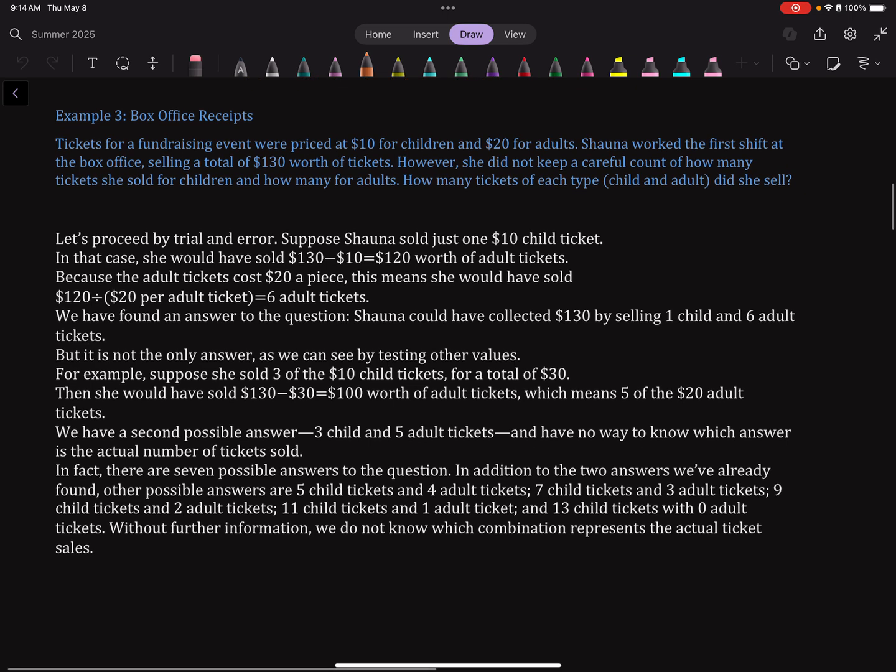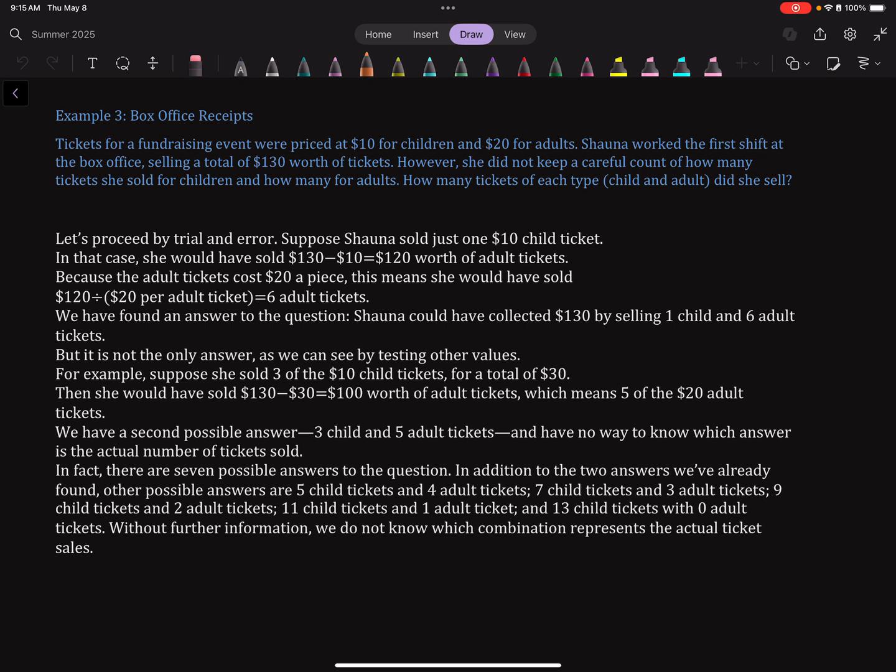So we actually have to use trial and error for this because we're not given all the information. So let's proceed by trial and error. We're just saying, suppose Shauna sold one $10 child ticket. In that case, she would have sold $120 worth of adult tickets, because if she sold only one $10 ticket for a kid out of $130, the rest is adult tickets. Because the adult tickets cost $20 a piece, that means she would have sold $120 worth of adult tickets divided by how much each ticket cost, so that would be 6 adult tickets.